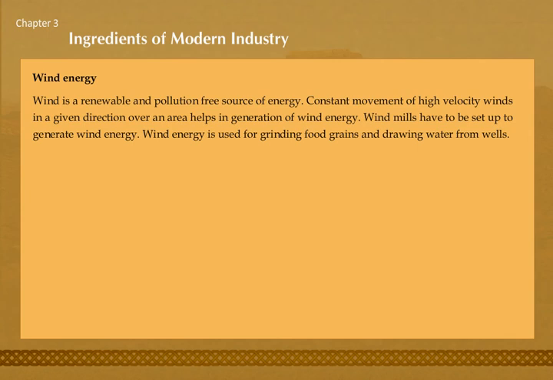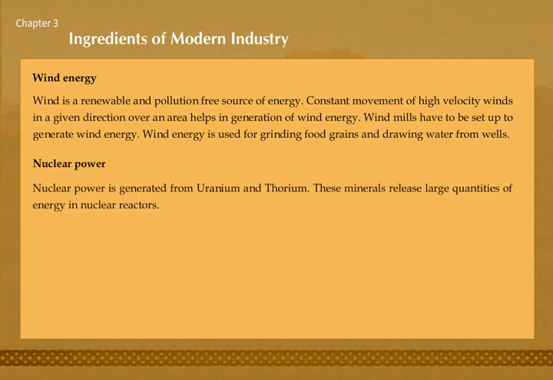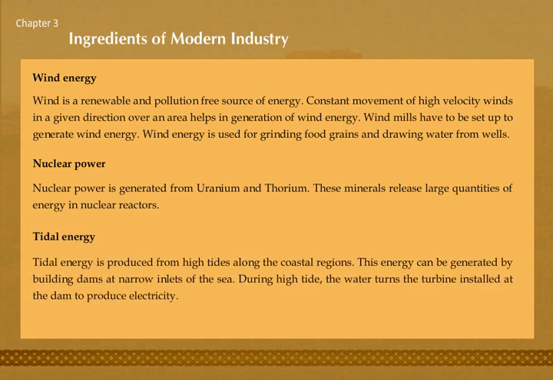Wind energy. Wind is a renewable and pollution-free source of energy. Constant movement of high-velocity winds in a given direction over an area helps in generation of wind energy. Windmills have to be set up to generate wind energy. Wind energy is used for grinding food grains and drawing water from wells. Nuclear power. Nuclear power is generated from uranium and thorium. These materials release large quantities of energy in nuclear reactors.